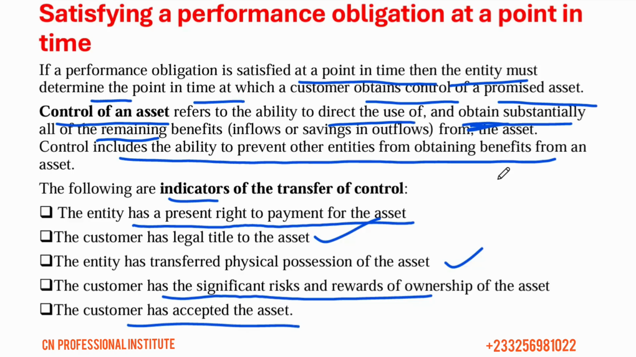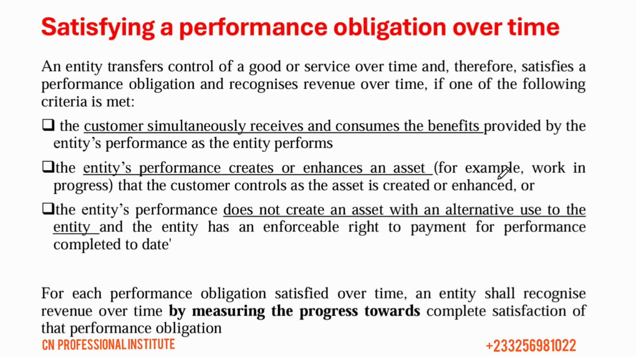When these conditions are met, you record your revenue. This is performance obligation at a point in time. Let's look at performance obligation over time. So I give an example that you are performing a service for a customer for 5 years. That is over time. So your obligation, you the entity, your obligation will not just be once. You keep performing for the 5 years. So that's performance obligation over time.